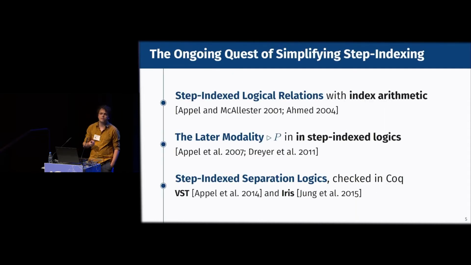And so ever since the introduction of step index logical relations with their step index arithmetic in the early 2000s, there's been this ongoing push to simplify step index reasoning. The next big step was the introduction of the later modality. That's this little triangle here that hides all those natural numbers and that arithmetic behind the modality in a step index logic. And by now you can use step index separation logics such as VST and Iris, which are machine checked in Coq, so you can actually be sure that you didn't mess up any of your step index reasoning.